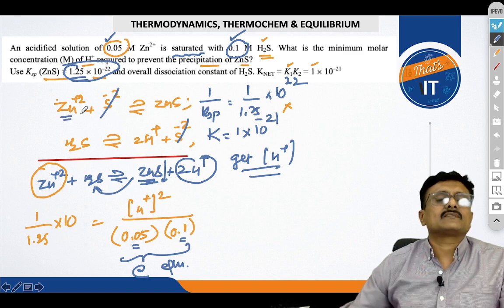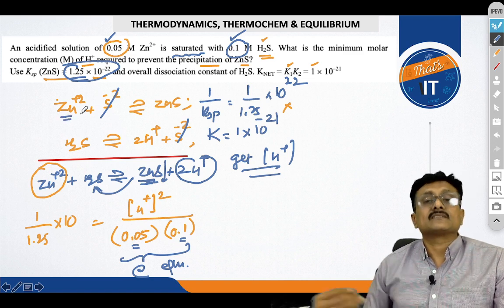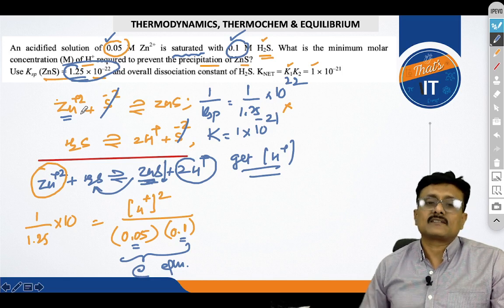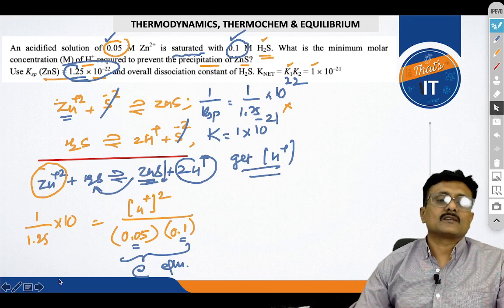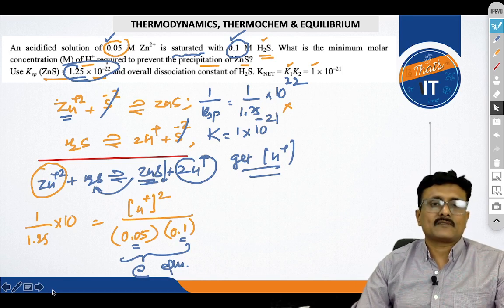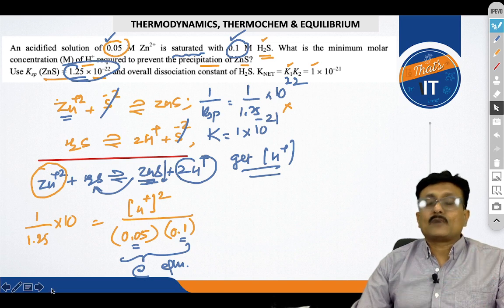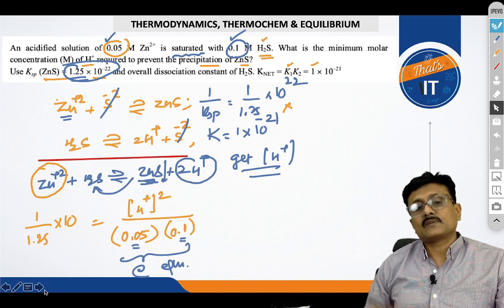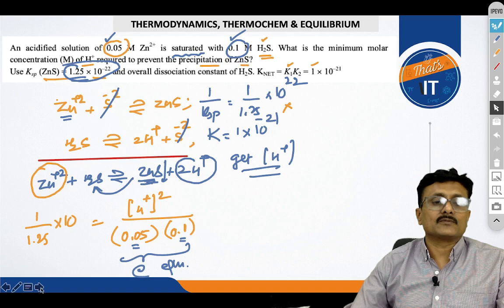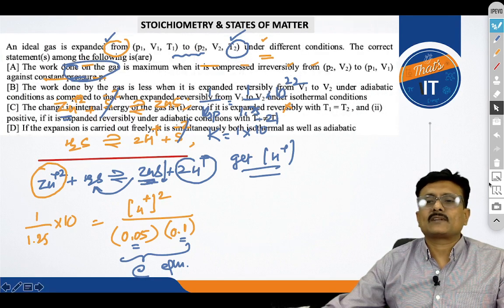So I can't expect this Zn+2 to be 0.05 unless it is given that it is a saturated solution. That is the reason why we could boldly take the concentration of Zn+2 as 0.05 and H2S as 0.1, because it is saturated. Saturated means it is equilibrium values. This is the important point one has to catch.